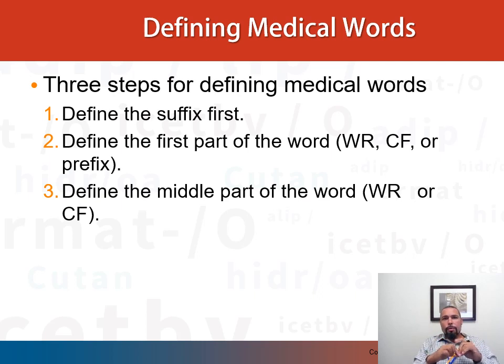All right, defining medical words. There are three steps for defining medical words. Define the suffix first, okay? Then define the first part of the word root, the combining form, or the prefix. And finally, you'll define the middle part of the word root or combining form.